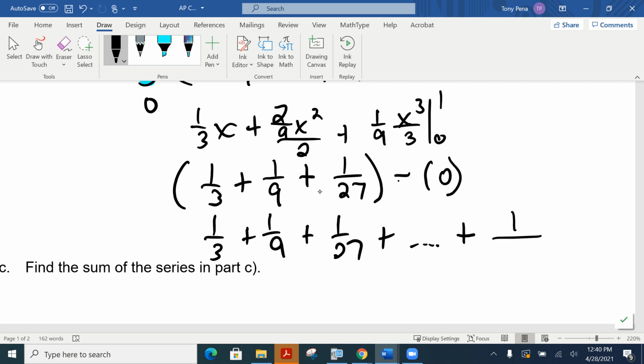All right, let's see what we got for B. The numerator is pretty easy, right? It's always a 1, so there's no real thought process there. And then we have 3, 9, 27. So we have 3 getting multiplied by itself over and over again. So we definitely have a 3 as the base.